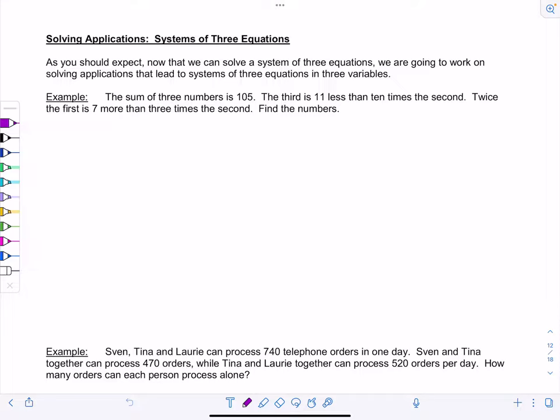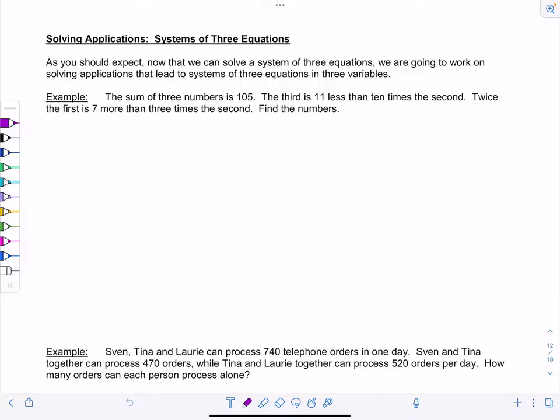So as you should expect, now that we can solve a system of three equations with three variables, we're going to work on solving applications or word problems that lead to systems of three equations in three variables. So I've got four examples, and honestly, the trickiest part of these is setting them up. So that's just what I'm going to do here. And then in the description, I'll list what the solutions are for each of them. But if you can handle writing down the system of equations and you understood the previous video, you're going to be good to go.